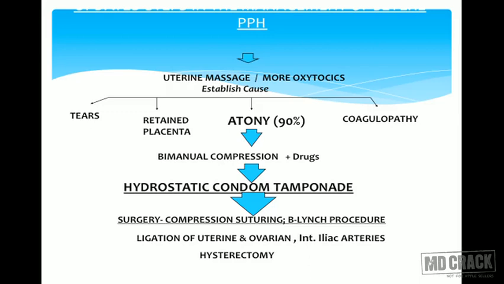So we have given IV fluids, catheter is in situ, we have repeated the oxytocics, bimanual massage is going on. What next? If the bleeding is under control, good. If it's not, then think of other steps.